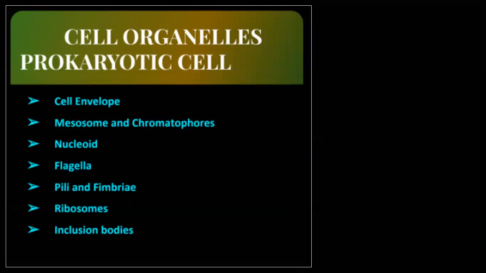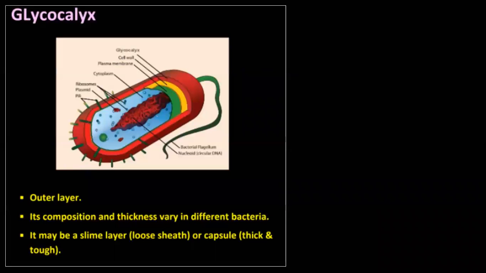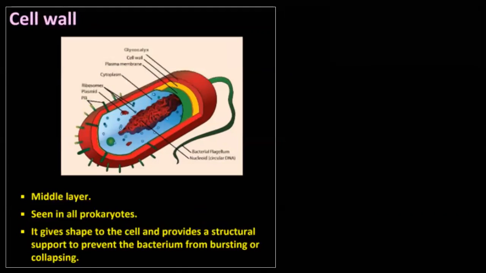These are the organelles that we have discussed today on the prokaryotic cell: the glycocalyx, the slime layer and the capsule, and the cell wall and its function, that it gives shape to the cell and provides structural support to prevent the bacterium from bursting and collapsing. Hope it's fine. Guys, are you able to follow?